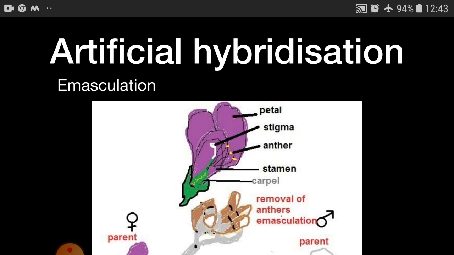So in such crossing experiments, it is important to make sure that only the desired pollen grains are used for pollination, and also the stigma has to be protected from contamination. Contamination here refers to landing of unwanted pollen. Do you get me? For artificial hybridization, two things are very important.